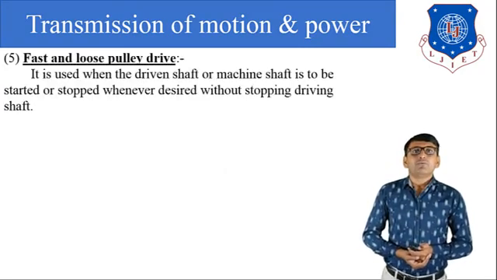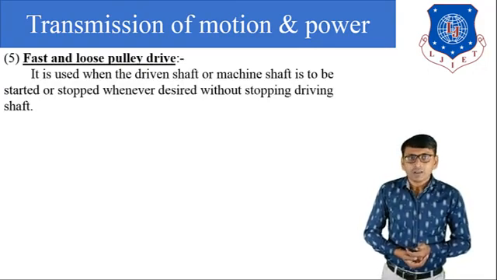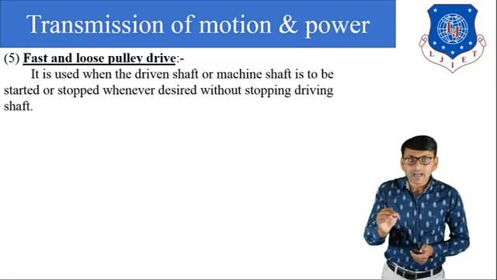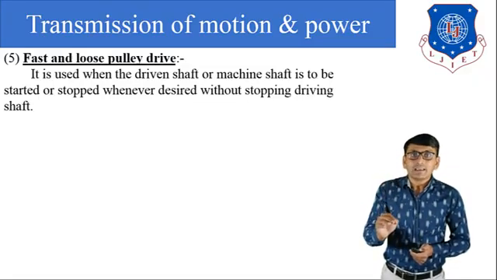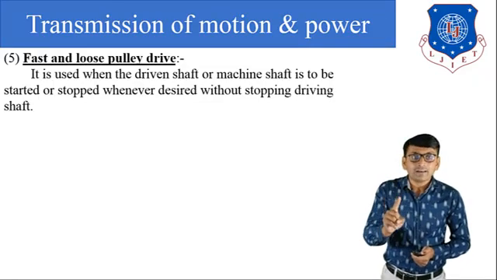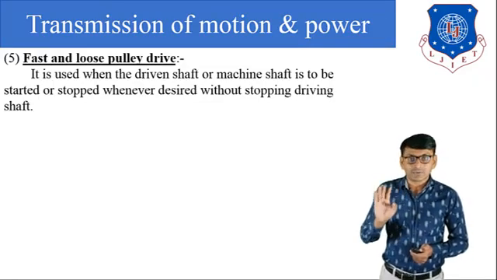Now fifth one, fast and loose belt drive. It is used when the driven shaft or machine shaft is to be started or stopped whenever desired without stopping the driving shaft.